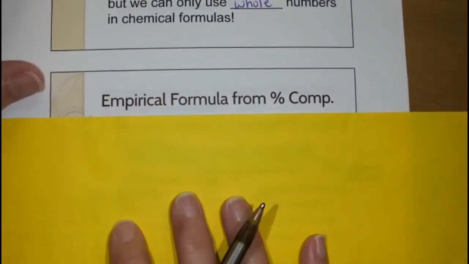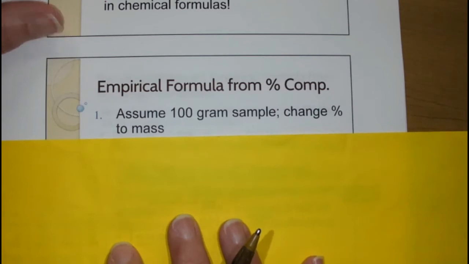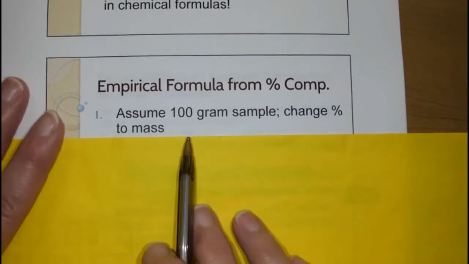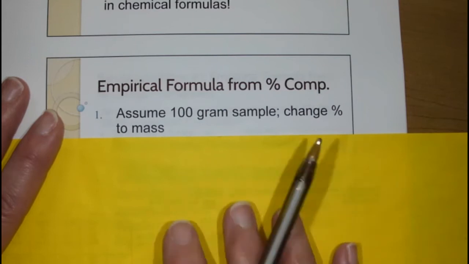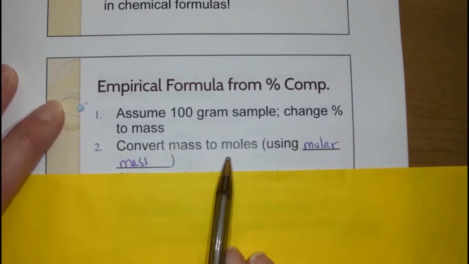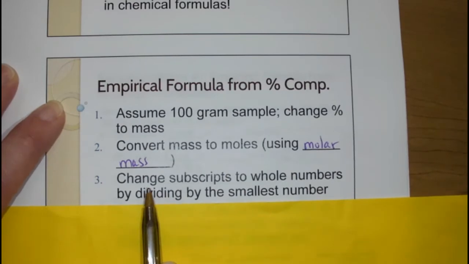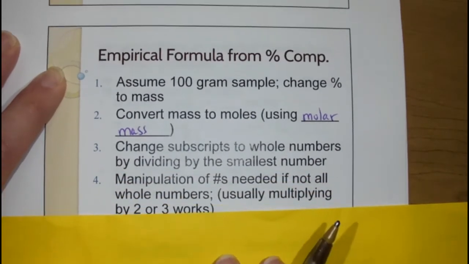All right. So this is the basic process on how to do it. So you can always come back to the slide to see the steps. So if we are given percent composition, they've done an analysis and found out it's a certain percent this, certain percent that. We're going to assume we have 100 grams of it. Therefore, we're changing all of our percents to masses. Then you're going to convert mass to moles using molar mass. So once you've done that, now you have the mole ratio. But we want whole numbers. So we're going to change the subscripts to whole numbers by dividing by the smallest number.